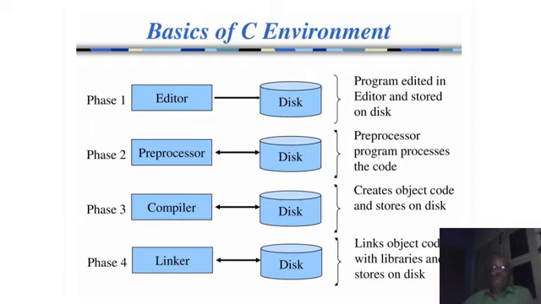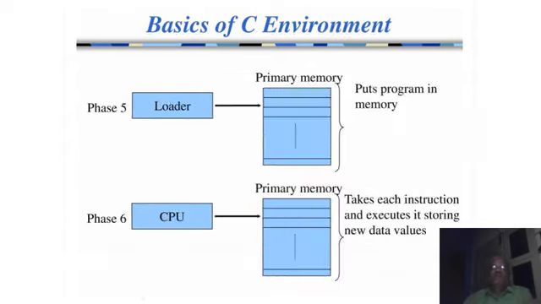The third phase is the compiler to disk. It creates object code and stores it on disk. The next phase, phase 4, is the linker. It links object code with the libraries and stores it on disk. Now we have combined the linker with the libraries.